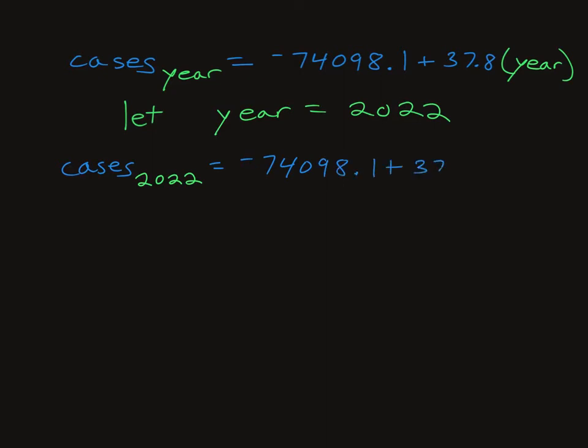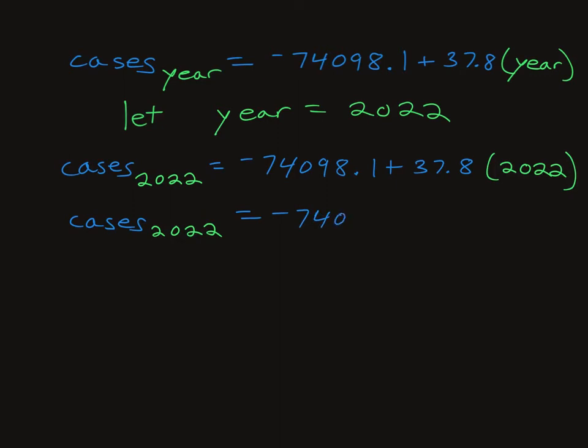Remember, it's a prediction. It's calculated using this formula. We don't know how many cases there's going to be in 2022, but we use that regression equation from Stata. Remember, negative 74098.1 plus 37.8. And then we multiply 37.8 by whatever year we want. So if it's 2022, we're going to multiply 37.8 times 2022. So remember, it's a constant, and then it's the coefficient on year.